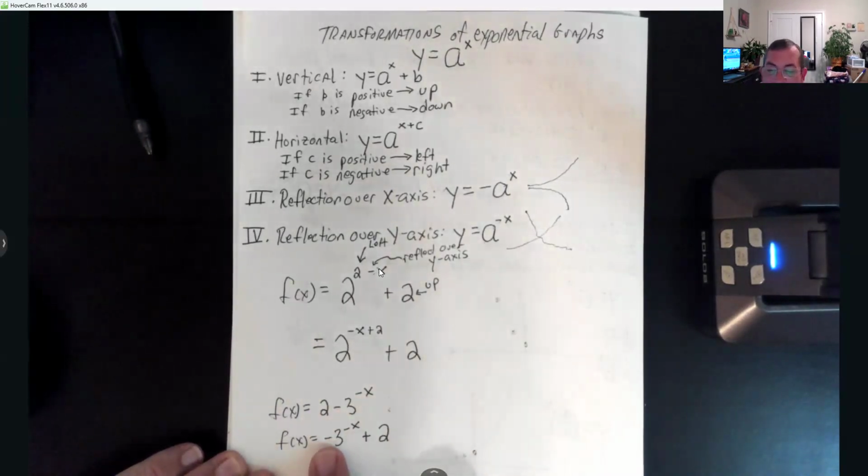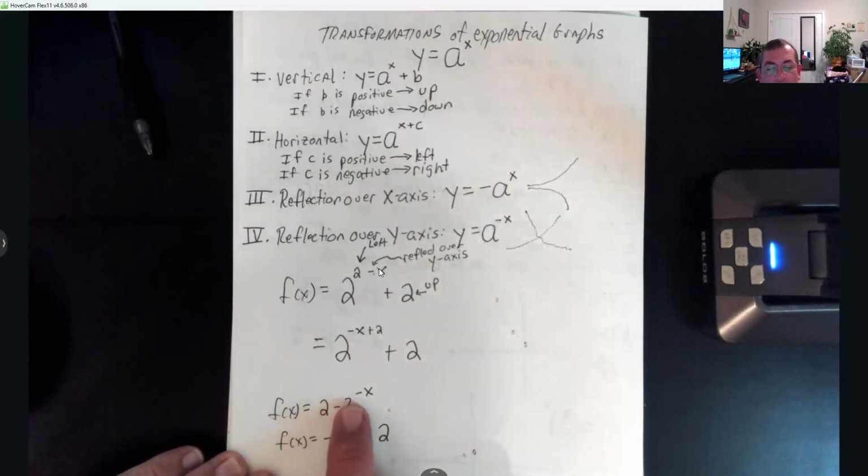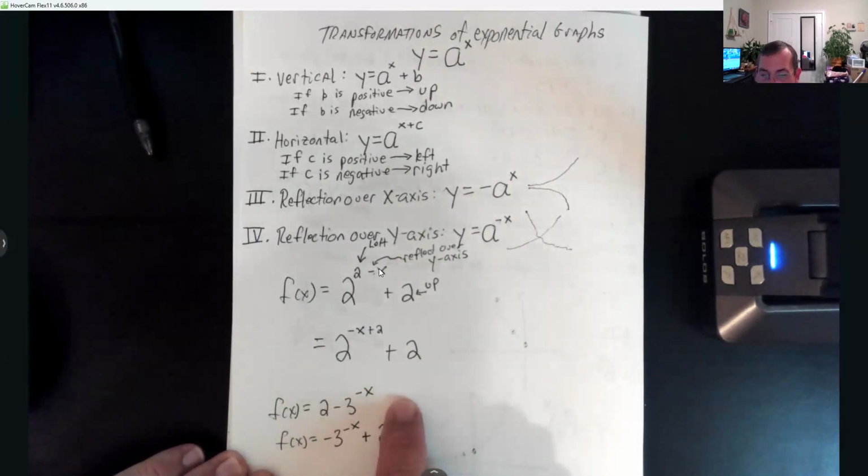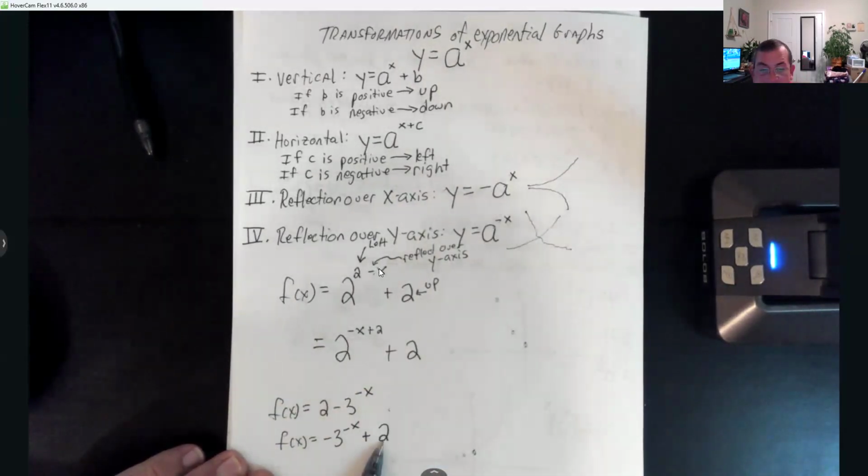You always want the base first on this. So if you got a number in front of the base that's being raised to the exponent, move it to the back. Now, I didn't change the sign of the 2. It's still positive, okay?